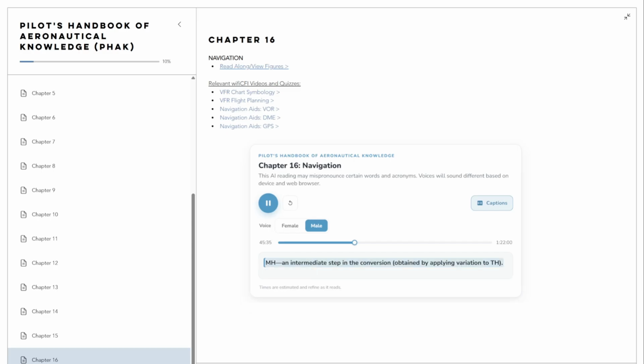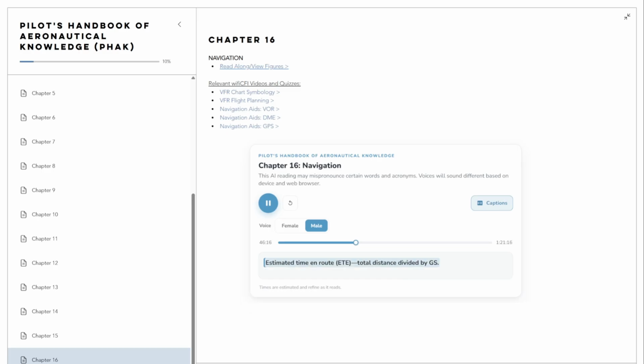MH: an intermediate step in the conversion, obtained by applying variation to TH. Deviation: obtained from the deviation card on the aircraft, added to or subtracted from MH, as indicated. Compass heading: reading on the compass, found by applying deviation to MH, that is followed to remain on the desired course. Total distance: obtained by measuring the length of the TC line on the chart, using the scale at the bottom of the chart. GS: obtained by measuring the length of the TC line on the wind triangle, using the scale employed for drawing the diagram.